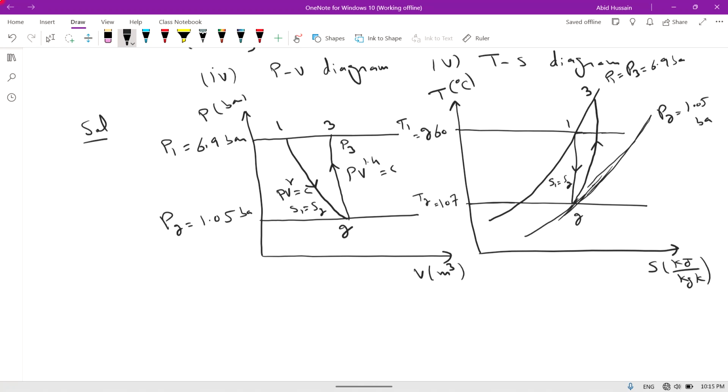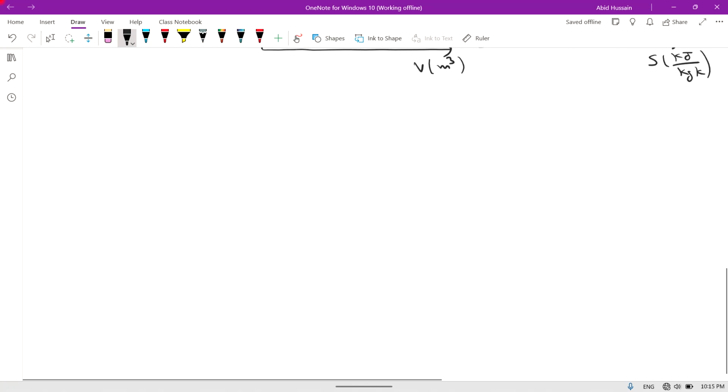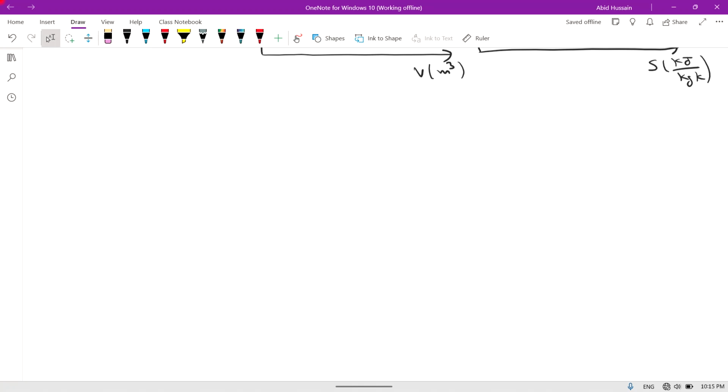So the first process is from 1 to 2, isentropic expansion, and the second process is from 2 to 3, compression according to the law PV^1.4 equals constant. So this is the PV diagram and this is the TS diagram. Now we are solving the problem. Initially, we solve part first, the solution of process 1.